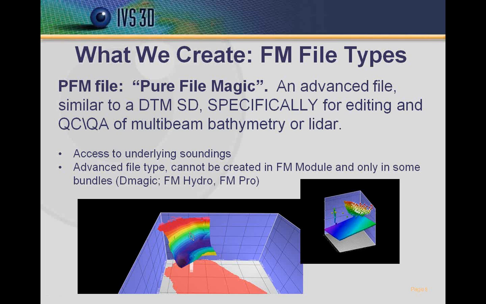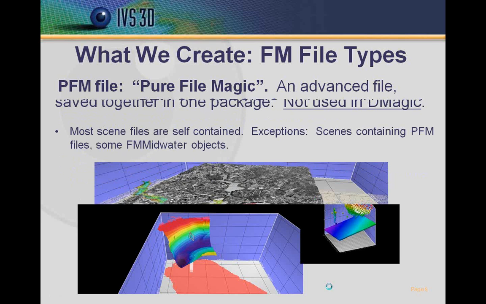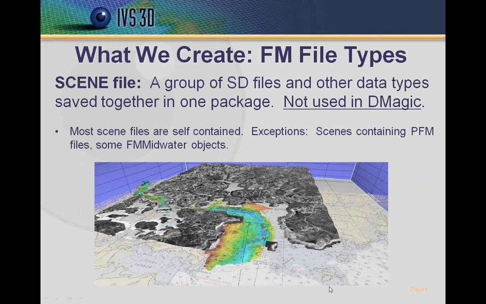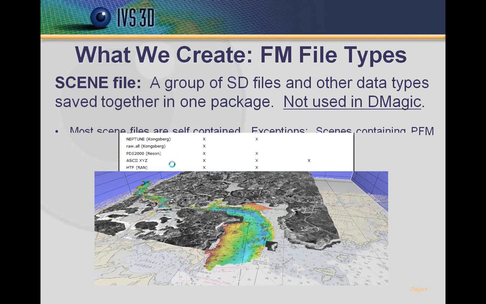And it cannot be created in every bundle. It's in the Fledermaus module and it's in DMagic, but the access to this functionality is not there for everybody. It's in the FM Hydro and the FM Pro bundles. So you may have Fledermaus and DMagic, but you won't necessarily have PFM functionality. We also create a file type called a scene file. That's a grouping of SD files. These are not used in DMagic at all, but I did want to mention them because they are important.